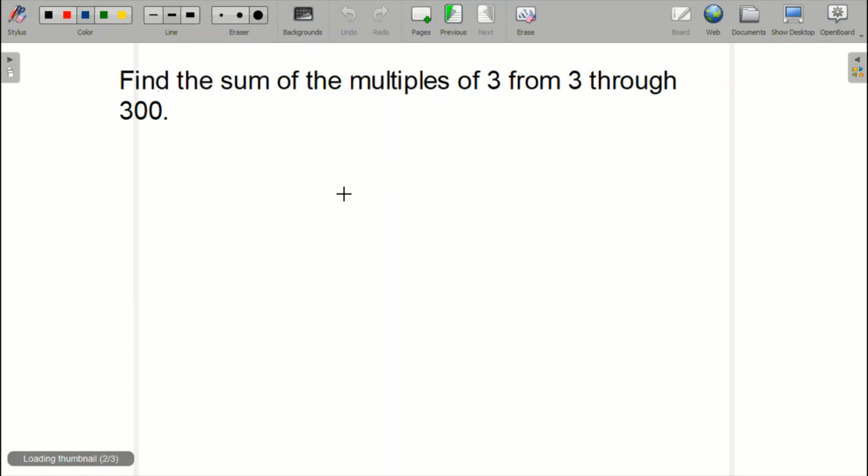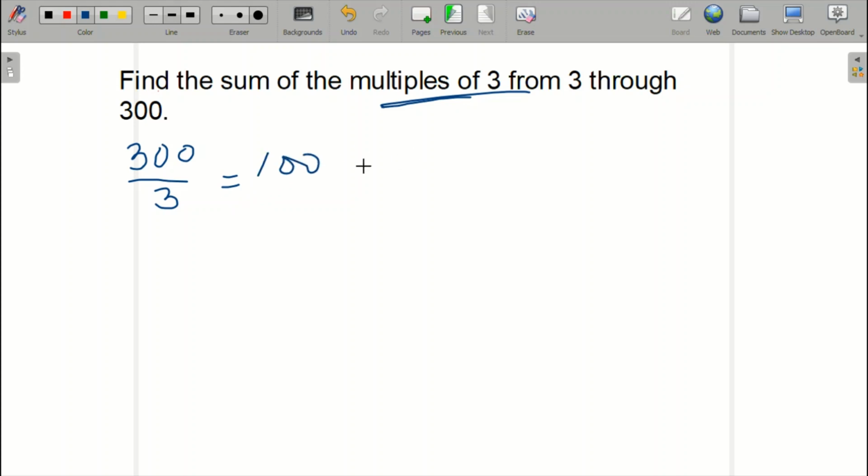Next, let's find the sum of the multiples of 3 from 3 through 300. We're going to find the multiples of 3. So 300 divided by 3 is equal to 100. That is now the number that is multiples of 3. Next, we're going to use this 100 to get the pairs of numbers later.